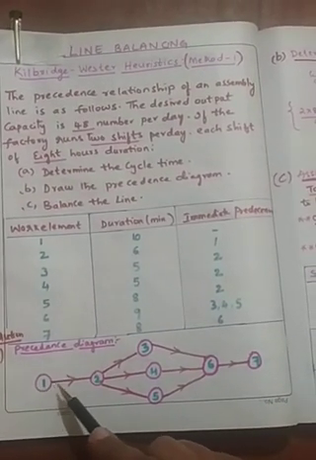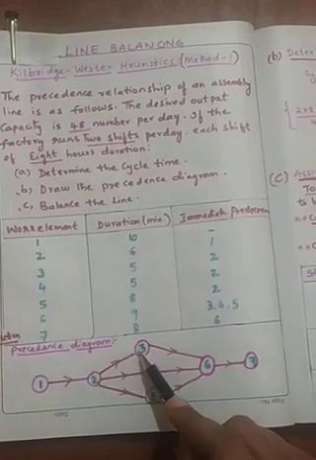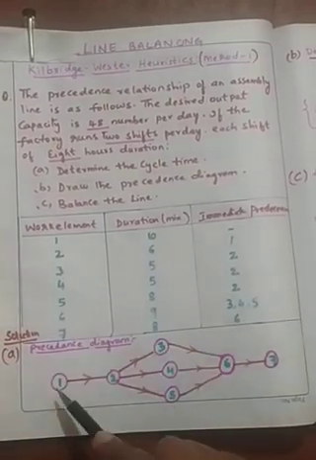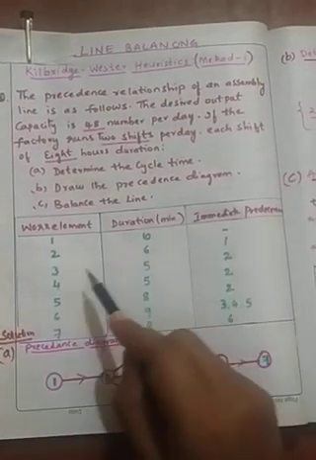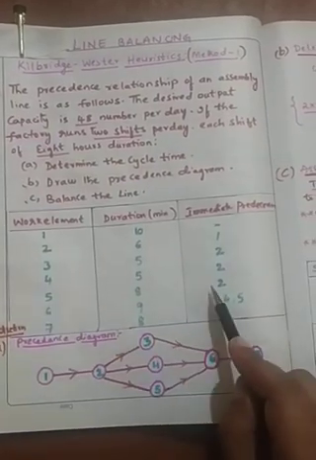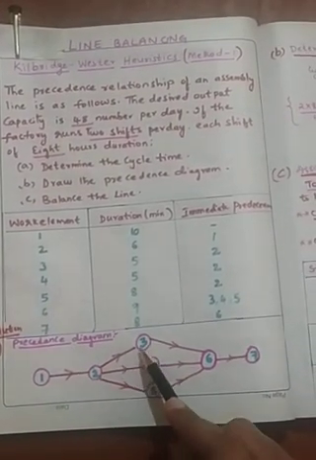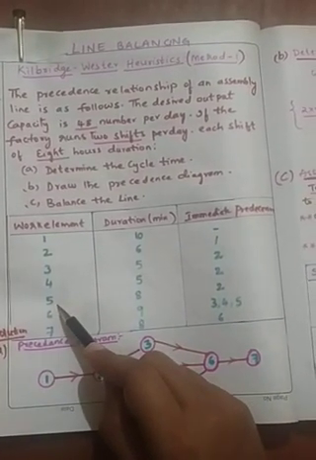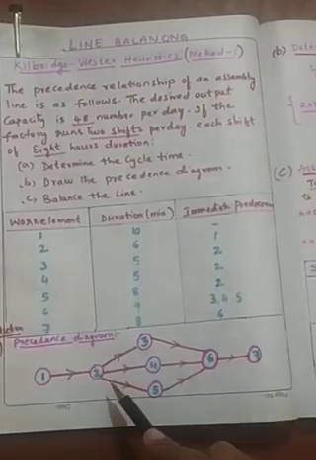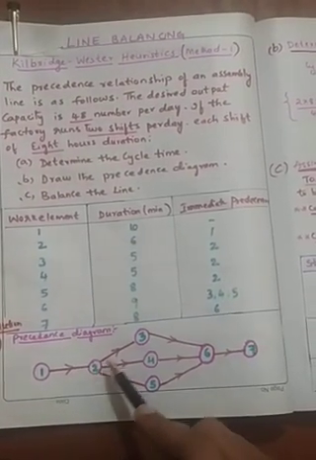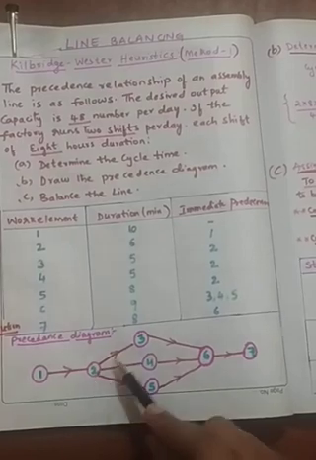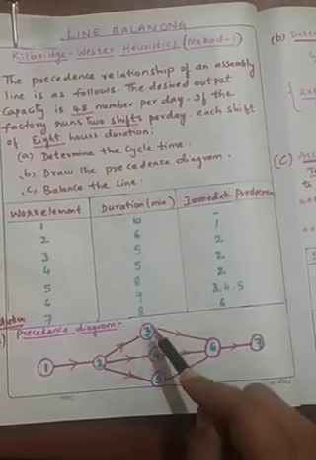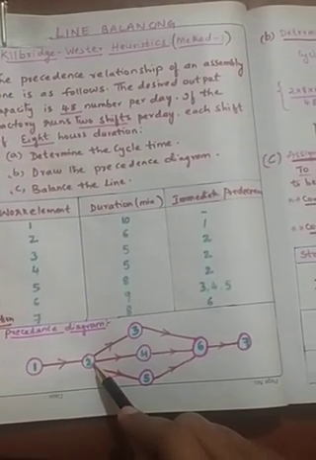That is, 1 is followed by 2, 2 is followed by 3, 2 is also followed by 4. So here you can see 1 is followed by 2; next 2 is followed by 3, 2 is followed by 4, 2 is followed by 5. That means 2 is followed by 3, 4 and 5. That means to start the 3, 4, 5 work elements, the second element has to be finished. Here we have completed the second element. So once the second element is completed, then only you can start the third, fourth and fifth elements. That is, these 3 elements are interconnected with the second element.